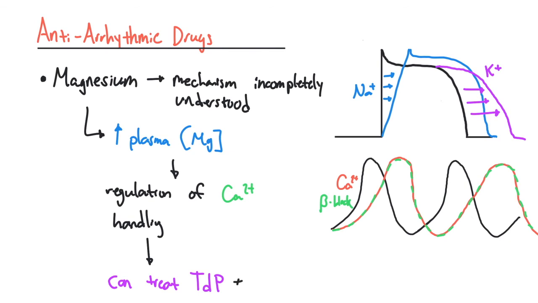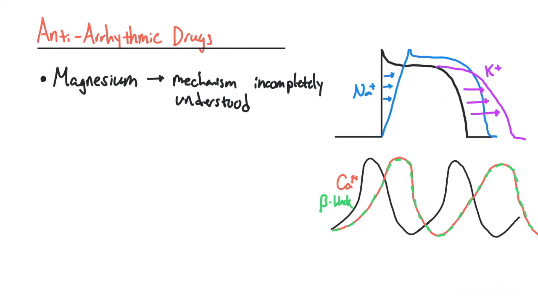In addition to this, as we just reviewed, digoxin can cause some dysregulation of calcium handling intracellularly, and as such, magnesium can also treat digoxin toxicity. One main side effect to note for magnesium is that in overdose, magnesium can cause muscle weakness.